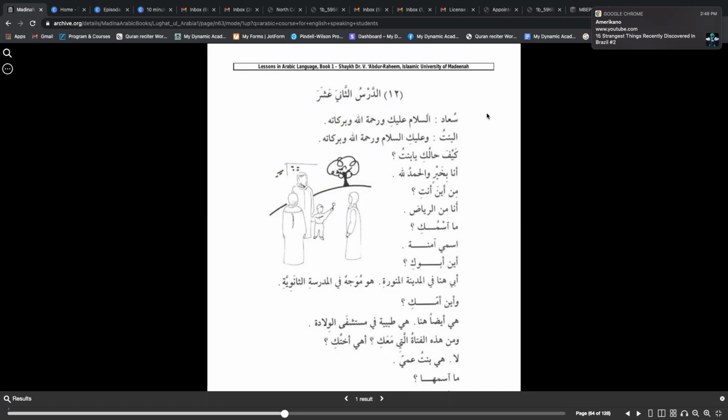So we learned before, anta is you, masculine singular. In this lesson, you're gonna see anti, you for a feminine singular. Yani like min ayna anti ya Aminatu, where are you from, Aminah? And the possessive pronoun for anti is kaf with a kasra on it, ki. So for instance, aina beituki ya Maryamu, where's your house, Maryam?